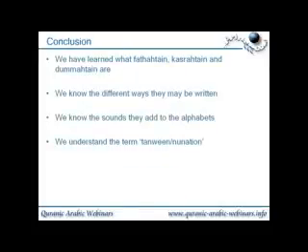Conclusion then, we have learned what fathatain, kasratain and dhammatain are. We know the different ways they may be written, and again in the Tajweed stage we'll study all the rules for how they affect the actual pronunciation. We will know the sounds they add to the alphabet, so we know the basic sounds. There will be a bit of tweaking to the sounds in the Tajweed stage, and we understand the term tanween or nunation, i.e. just adding an N sound to our short vowels.